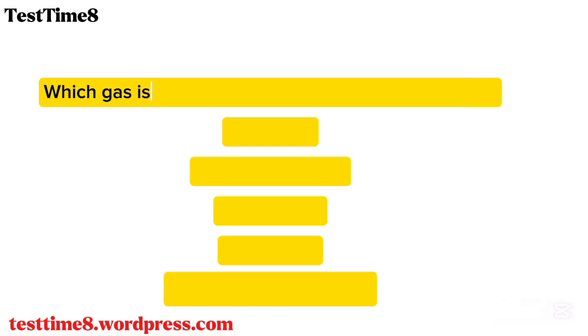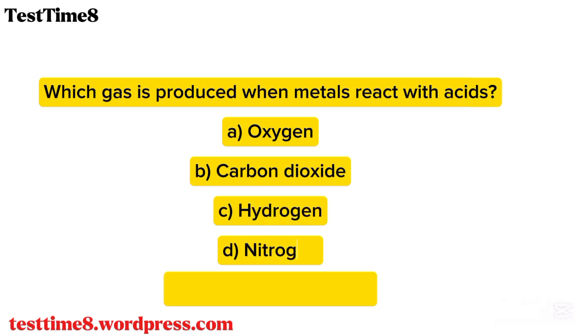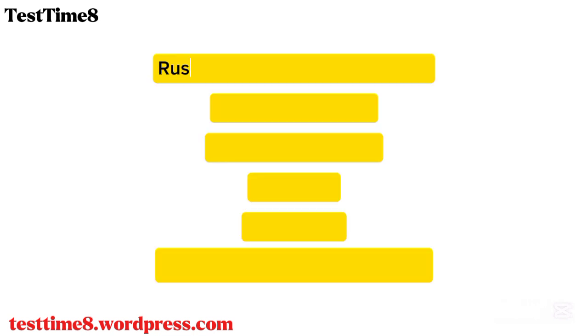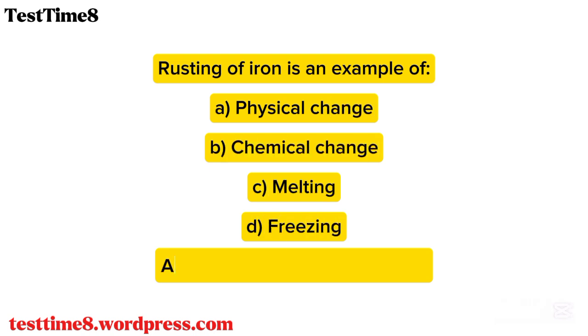Which gas is produced when metals react with acids? A. Oxygen, B. Carbon dioxide, C. Hydrogen, D. Nitrogen. Answer: C. Hydrogen. Rusting of iron is an example of A. Physical change, B. Chemical change, C. Melting, D. Freezing. Answer: B. Chemical change.